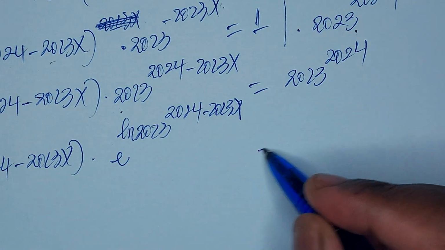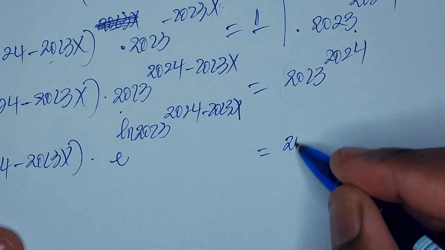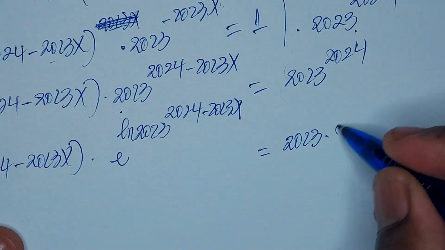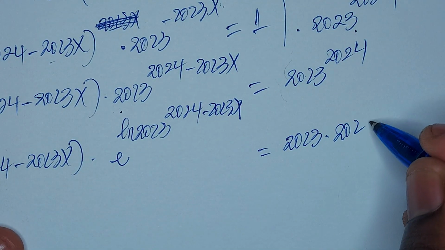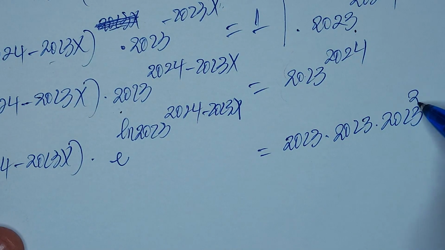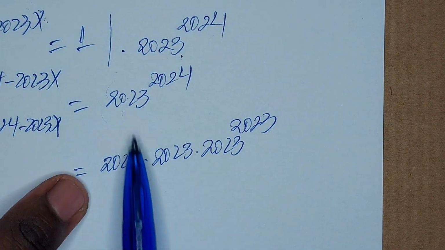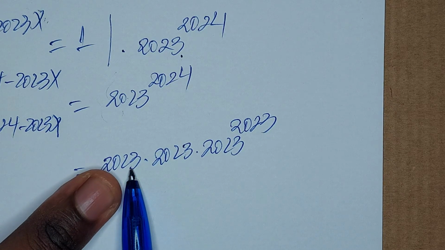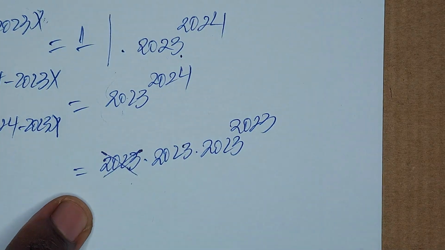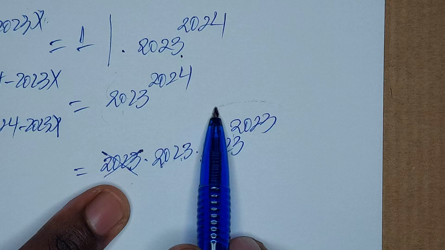Okay, and then this is going to be equal to, let me work this one here. This is the same thing as 2023 times 2023 to the power of 2023. This is what I was doing, guys. Sorry, I think I made a mistake. This one doesn't exist. We have just 2023 times 2023 to the power of 2023, right?